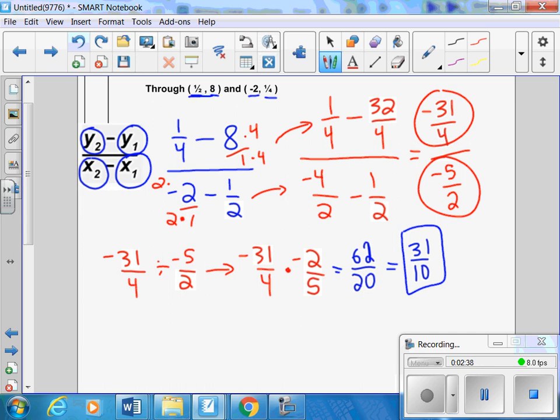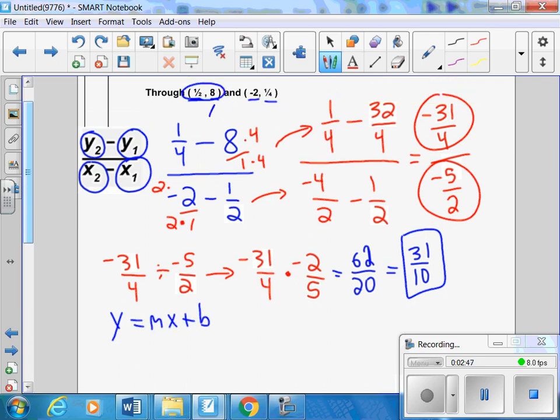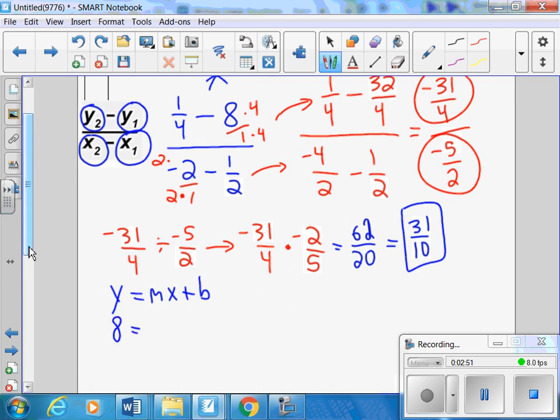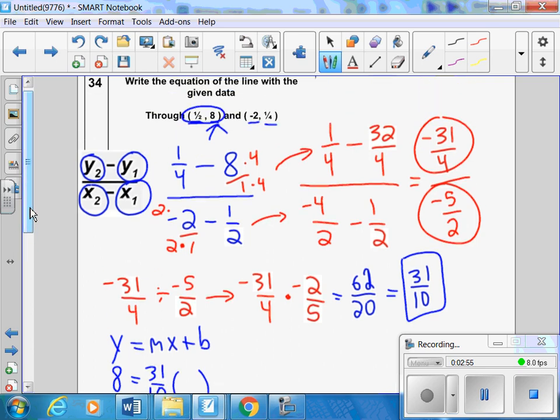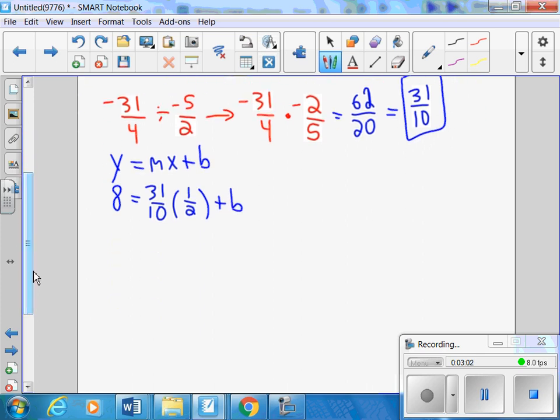And I'm going to use 1/2, positive 8. So we're going to plug everything into y equals mx plus b. In for y, we're going to plug in 8. M is 31 over 10, that was your slope. X is, what do we plug in for x? That'd be the 1/2. And then plus b. Okay, so now we're going to have 8 equals 31 times 1 is 31, 10 times 2 is 20.